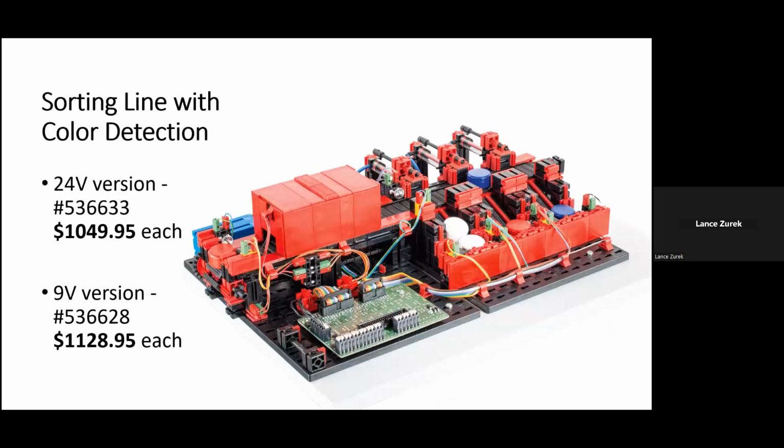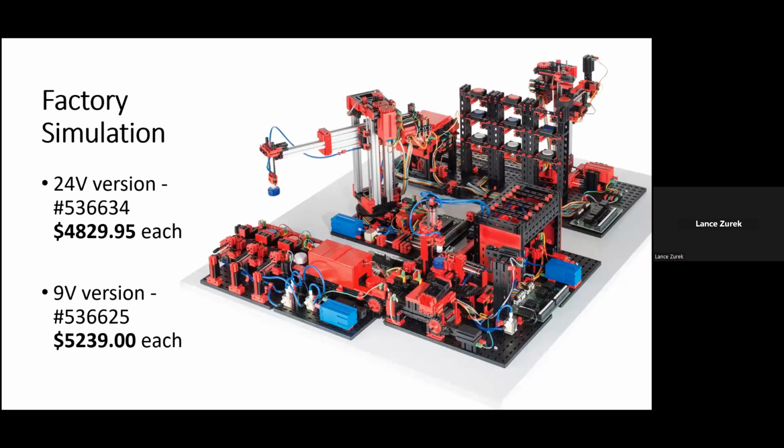The sorting line with color detection in the 24-volt variation is $1,049.95. And the 9-volt version is $1,128.95. The full factory simulation in the 24-volt version is $4,829.95. The 9-volt version is $5,239.